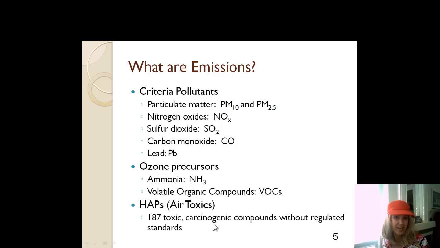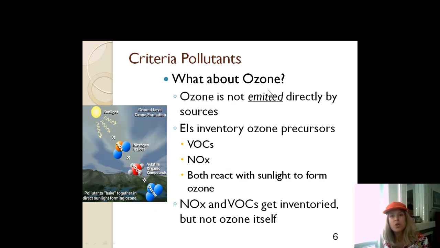In addition, HAPs, also known as air toxics, these are over 187 carcinogenic compounds, and they don't have standards, but it's very important that we understand where they're coming from in the air. So again, ozone itself is not emitted, at least in great quantities, directly by sources. Instead, the VOCs in red and the nitrogen oxides in blue and orange are released from the sources. Then the sun starts shining on them and they react to form ozone.